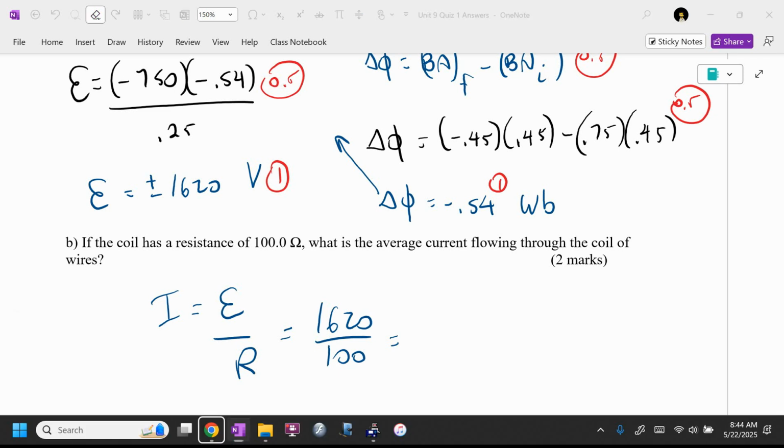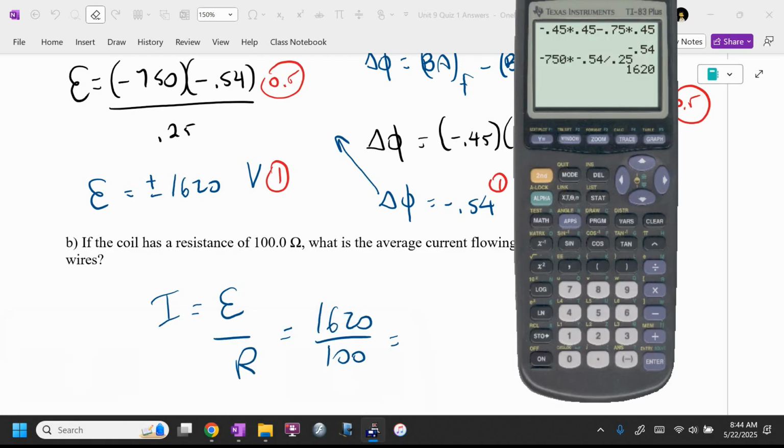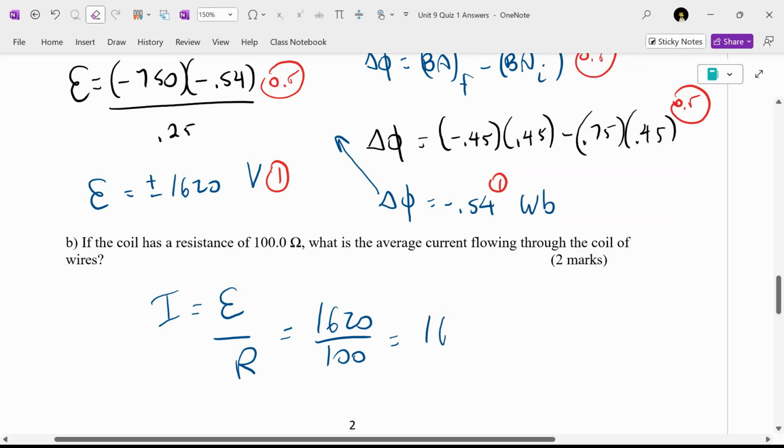1.62. Oh, boy, Mr. Dueck. It's 16.2, right? 16.2, yeah? 16.2 amps.